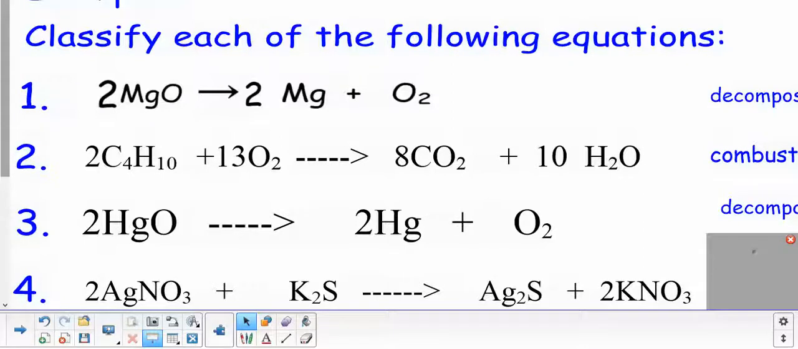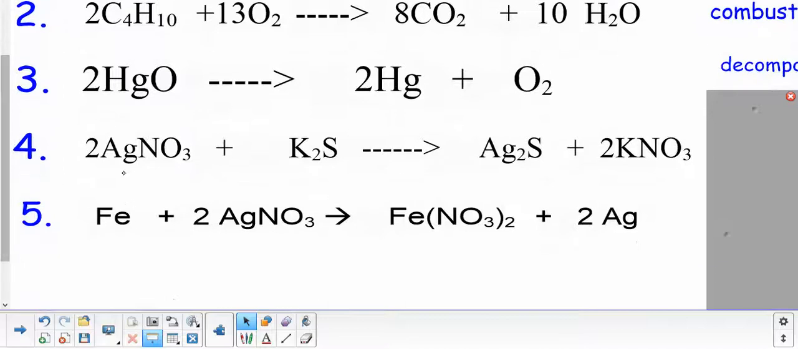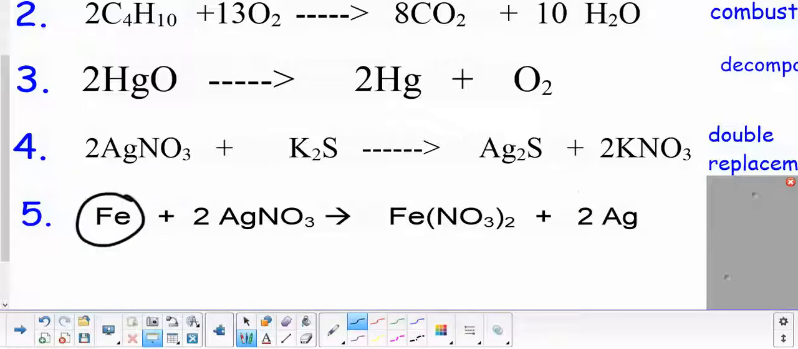Number 4, two compounds trading partners. That would be double replacement. Number 5, single element, single element. Single element on this side, single element on that side. Iron took silver's place, so that is a single replacement reaction.